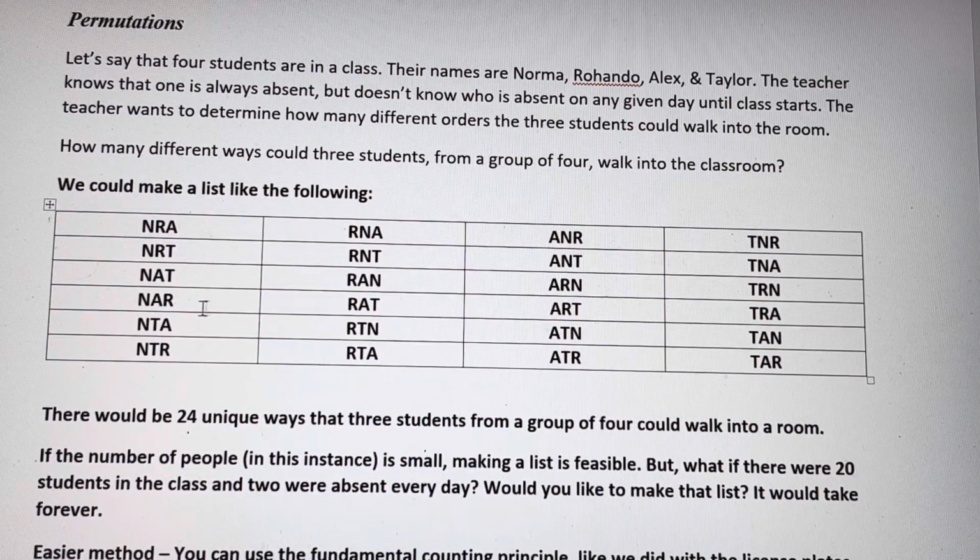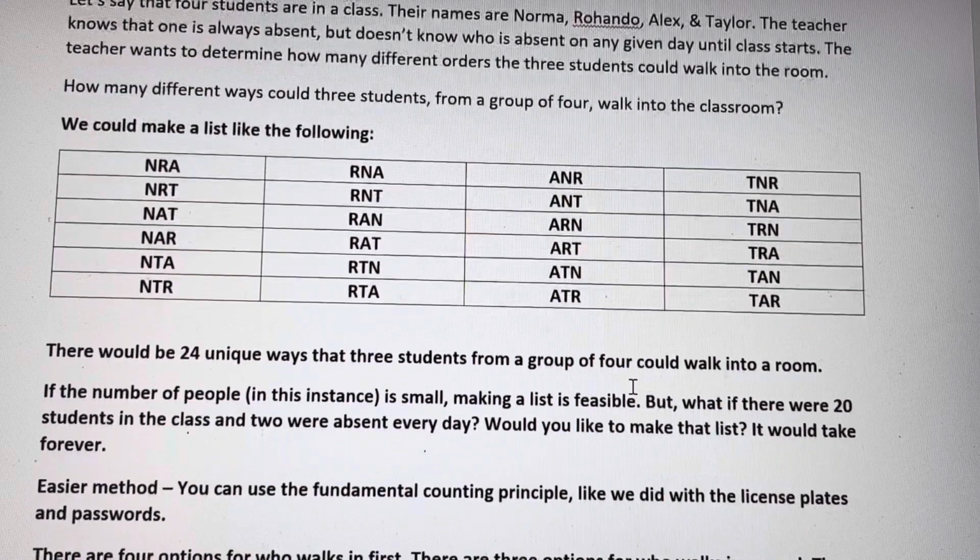This column says Norma comes in first, and then it's all the different orders for Norma coming in first. Rohando, then Alex, Rohando, then Taylor. Alex and Taylor, Alex and Rohando, and so on. This column is for Rohando coming in first, and then 2 of the other students coming in after. Notice that all these are different orders. Third column is Alex coming in first, followed by 2 other students. And the fourth column is Taylor coming in first, followed by 2 other students. So you can see there would be 24 unique ways that 3 of those 4 students could walk into the room.